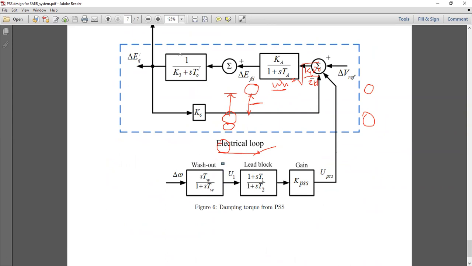The job of the washout block is not to provide any additional damping, okay? Its job is only to pass the high frequency signals, not the low frequency signals. It is a high pass filter, so it has nothing to do with the provision of damping. So we can get rid of this washout transfer function while trying to calculate this KPSS.